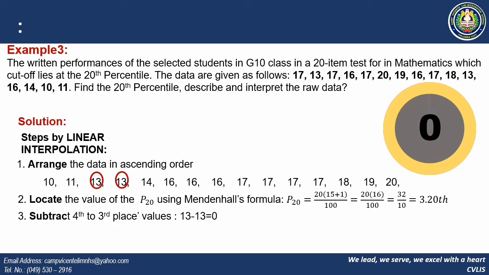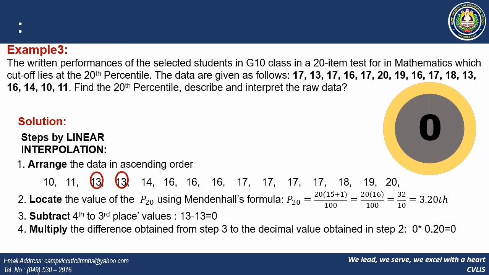Third, subtract the 4th value and the 3rd value. Okay? So we have a difference of 0 since they are the same. Fourth, multiply the difference obtained from step 3 to the decimal value from step 2. So the decimal is 0.2 or 0.20, and then multiply to step number 3. So we have a product of 0.